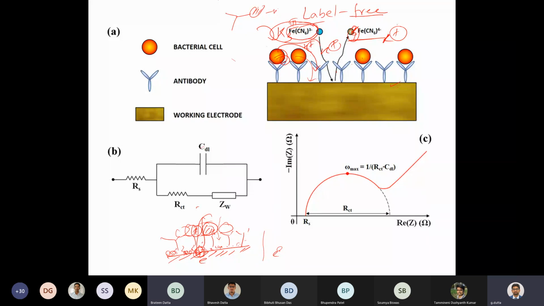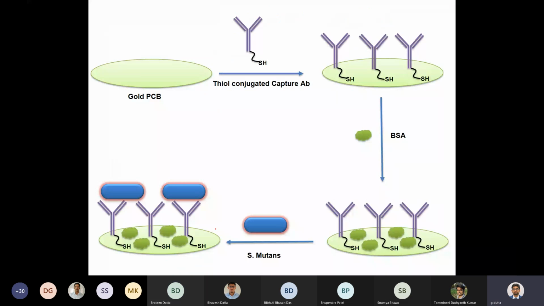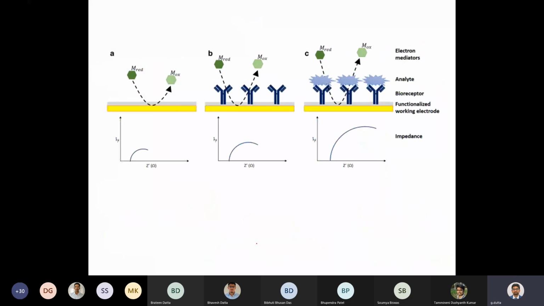But sir, if the BSA is blocking the unoccupied space, then BSA is also increasing the impedance factor. Yeah, you are right. I am going to show you that in the next few slides. Just wait a few minutes. Actually, you are going more advanced. Okay, I'm going to show you here.